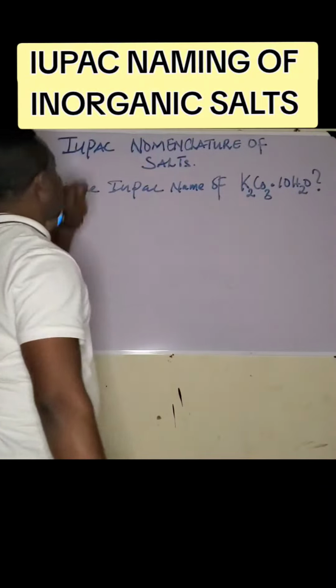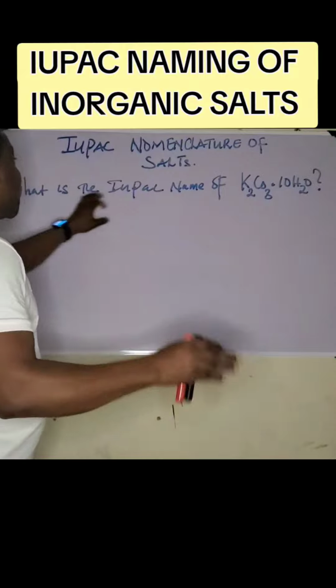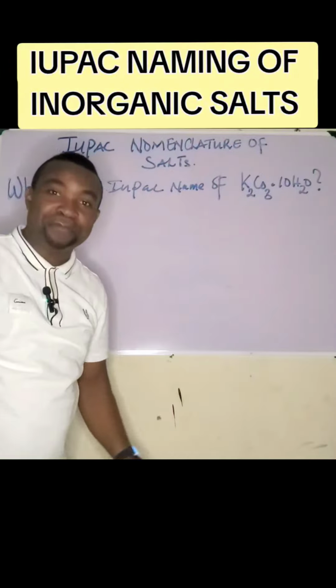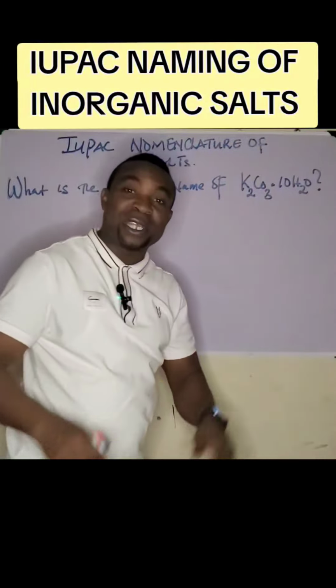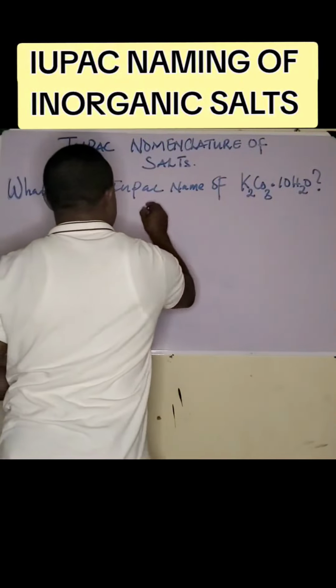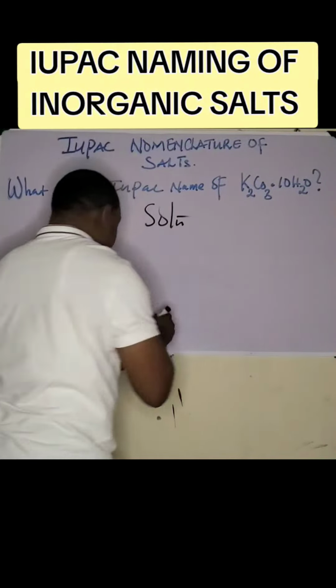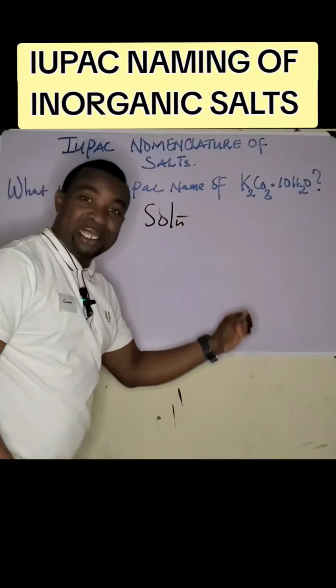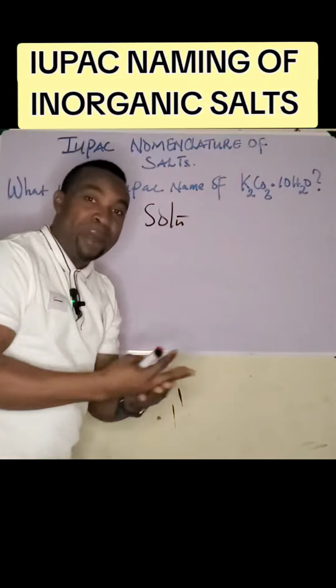So let us quickly see the nomenclature of this very particular salt. We want to give this salt an IUPAC name. First of all, of course, there are rules that should be obeyed in order to name this compound.